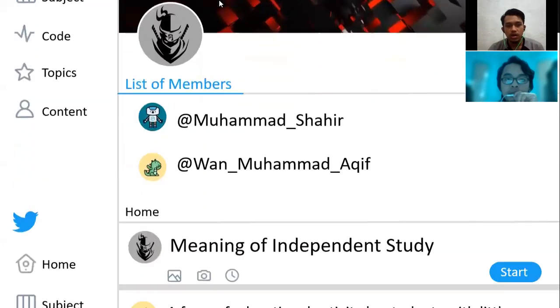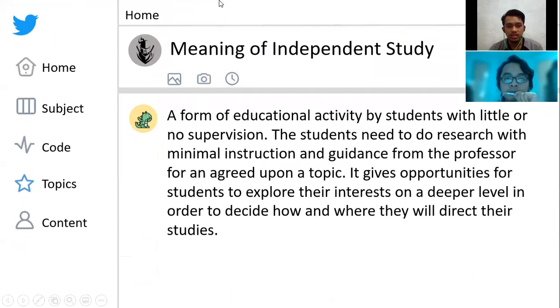For the next part, we will talk about independent study. First, the meaning of independent study. Independent study is a form of educational activity by students with little or no supervision. The student needs to do research with minimal instruction and guidance from the professor or teacher on an agreed upon topic. It gives students the opportunity to explore their interests on a deeper level in order to decide how and where they will direct their studies.